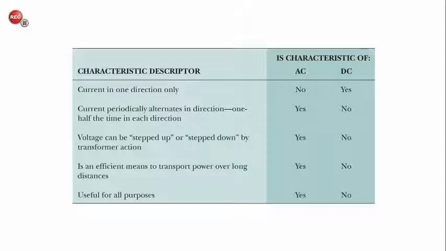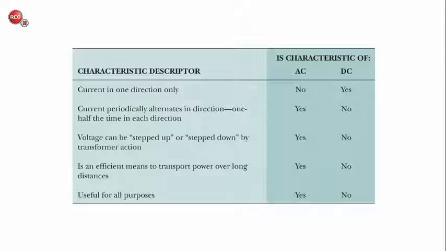That's true for AC only. Transformers will not work in a DC circuit, and again we'll explore why that is in a later chapter. It is an efficient means to transport power over long distances. That's true for AC but not DC. This goes back to transformers again. When we step the voltage up, the power transmission is more efficient, and since DC circuits cannot be used with transformers, that will not be true for DC, only for AC.